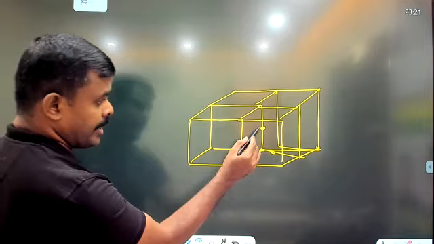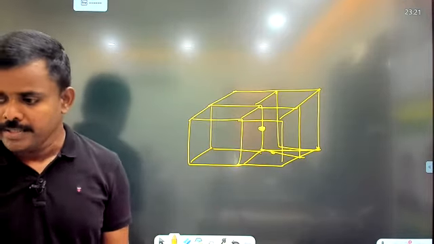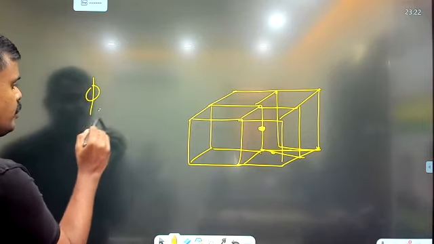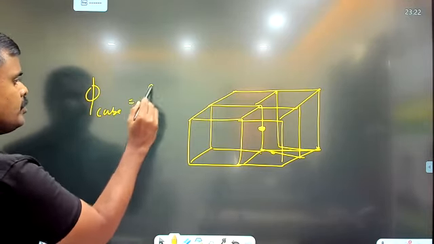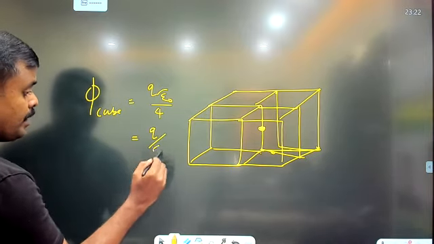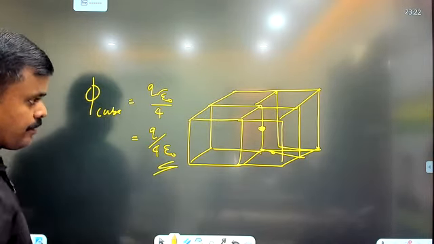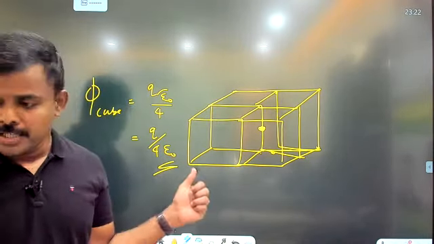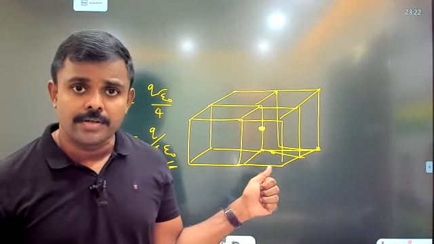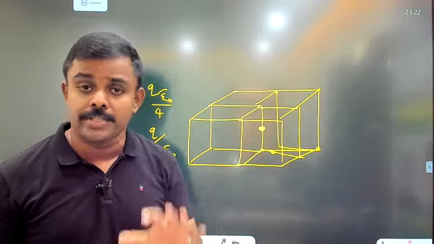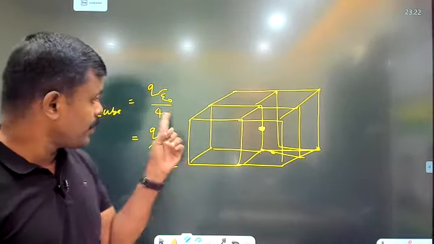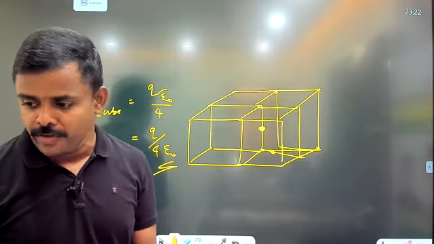So that is in the middle now, exactly at the center, right? How many cubes are there? 4 cubes are there, right? So what is flux through one cube now? Q by epsilon 0 by 4. So that will be Q by 4 epsilon 0. Total flux is Q by epsilon 0. This comes out through how many cubes? 4 cubes. So 1 cube gets how much? Q by epsilon 0 by 4. That is Q by 4 epsilon 0.